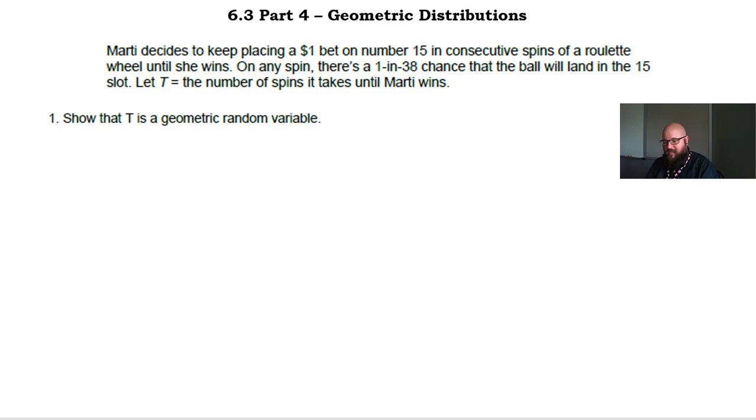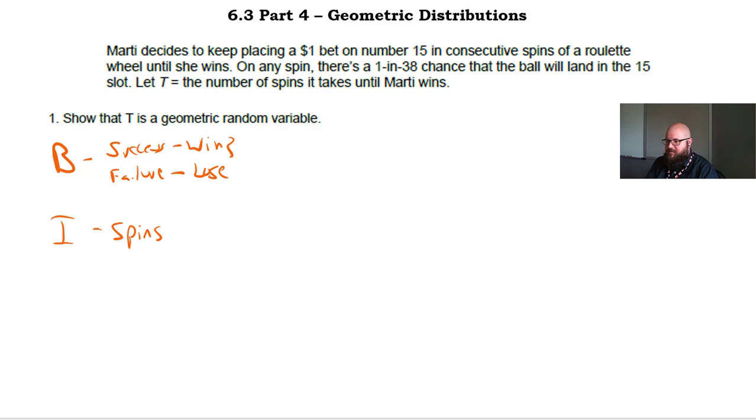With this one, again, we're dealing with BITS. For our B, success is she wins, and failure is she loses. For our I, independent: the spins are independent. It doesn't matter what she spins on one spin to the next spin.